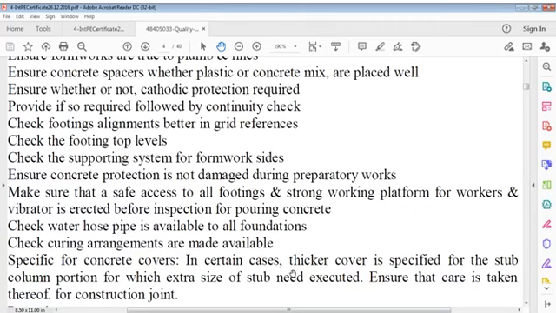Then you can say check supporting system of scantlings or whatever you have. Of course, there is not much pressure, but pressure is expected, whatever it is. Why let it be opened? And ensure concrete protection is not damaged. During preparatory works, concrete protection is required before blinding. Let it remain intact. That point is you have to be safe about that.